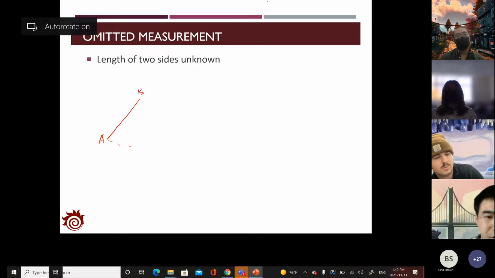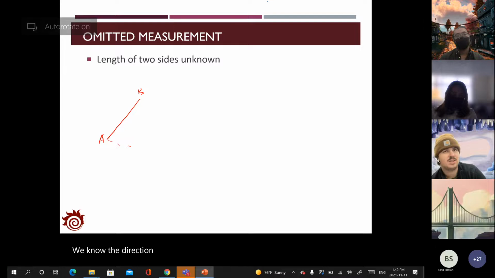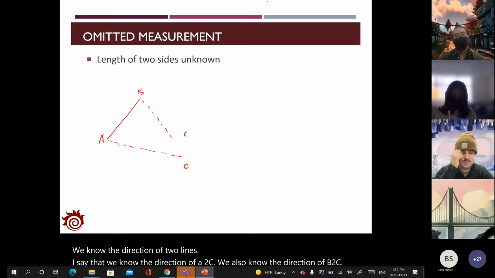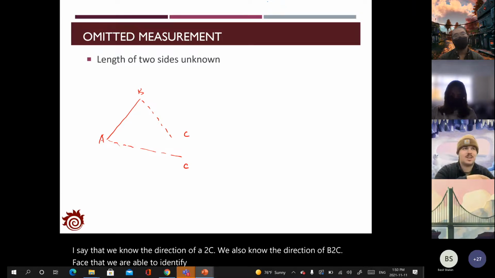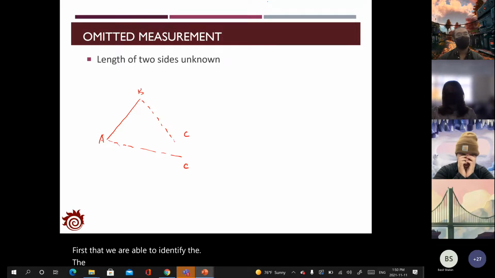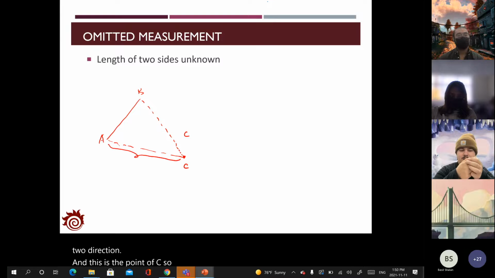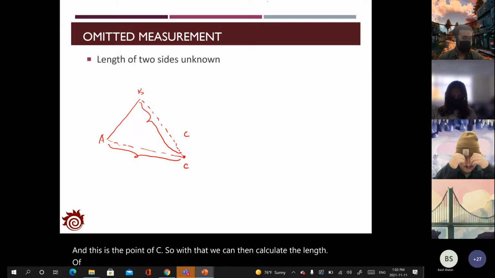We know the direction of two lines. I'll say that we know the direction of A to C. We also know the direction of B to C. With that, we are able to identify the location of point C. So that will be the intersection of these two directions, and this is the point C. So with that, we can then calculate the length of the side A to C and B to C.